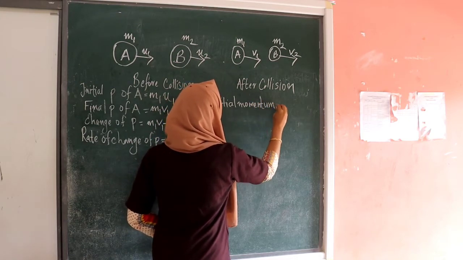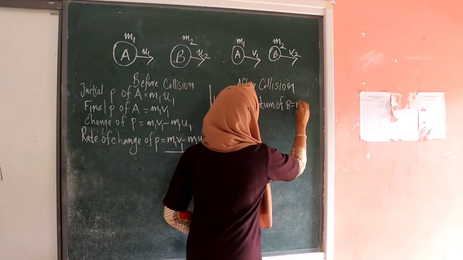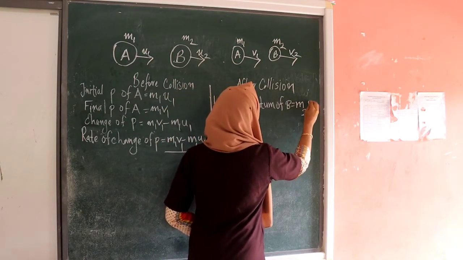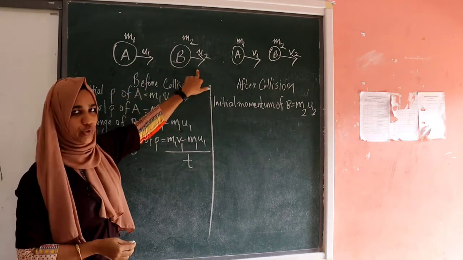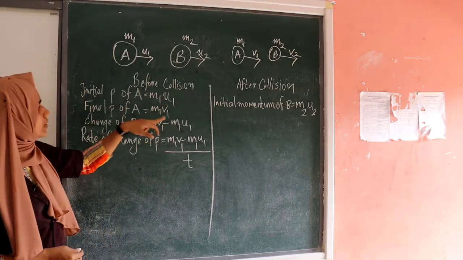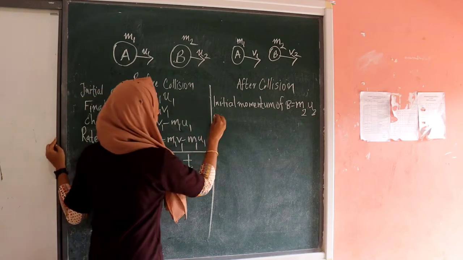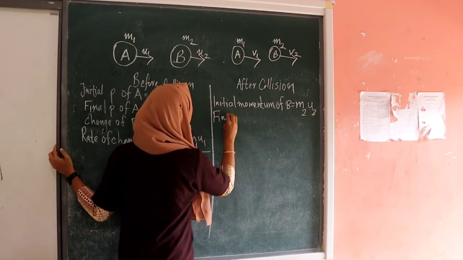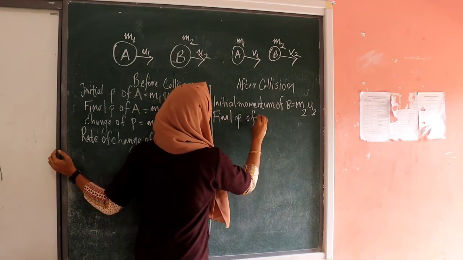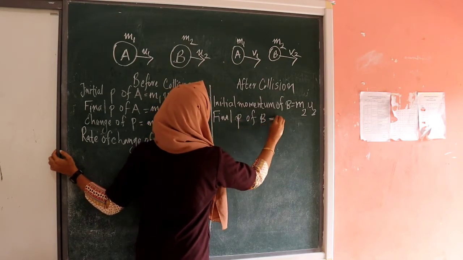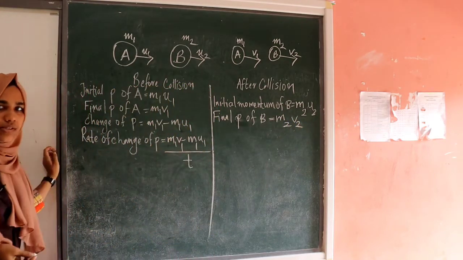The initial momentum of B is m2 u2. Then next one, final momentum of B is what? Final momentum of B is m2 v2. Is it clear?